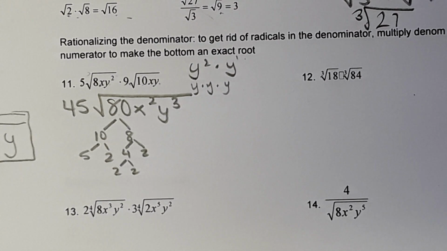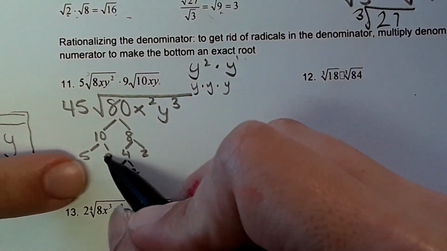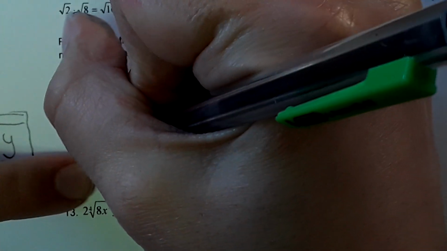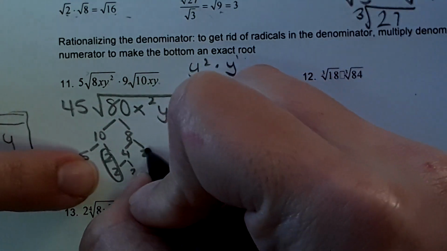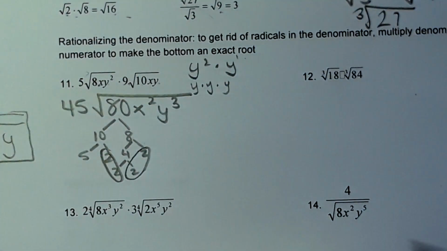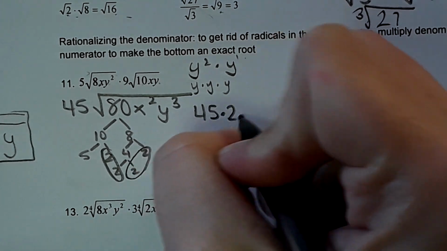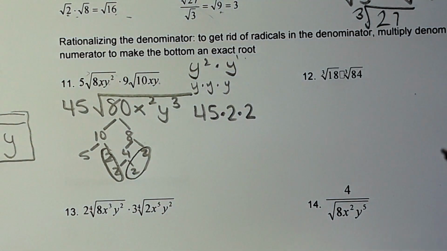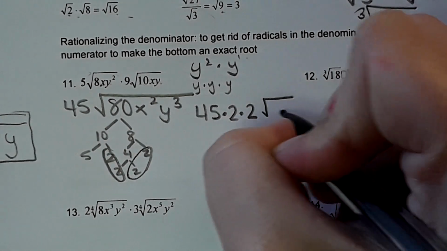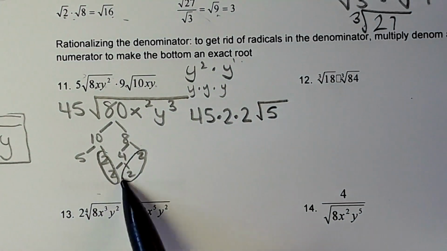Okay, so now we're looking for pairs of numbers here that we can take out. So we have 2 and 2, and another 2 and 2. So taking that out of the house, we have 45 times 2 times 2. And then inside the house, we have 5, based on this.